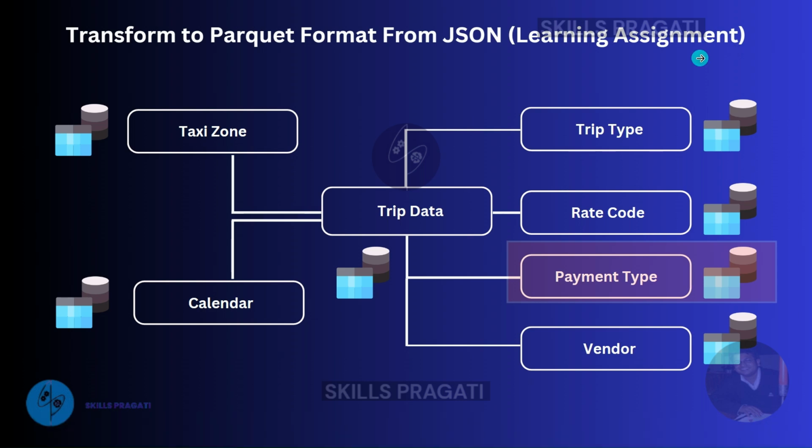Welcome back. Now that you are familiar with transforming JSON files into Parquet format, I would like you to take the JSON data which is in our payment type file and transform that into Parquet format and create an external table in our silver layer as well. So take this as an assignment, but if you get stuck, please come back to the video and I'll show you what I have done.